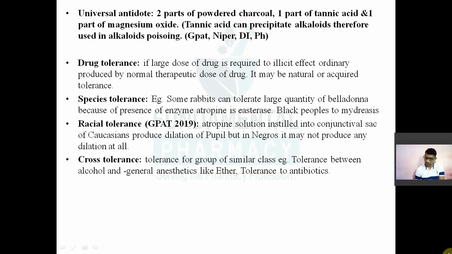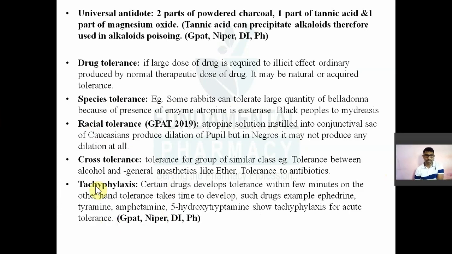So that is known as a cross tolerance. So tolerance, you have to remember drug tolerance. What is drug tolerance? What is species tolerance? What is racial tolerance? What is cross tolerance? And the next one is tachyphylaxis. Now tachyphylaxis, okay. Now this kind of tolerance requires time to develop.